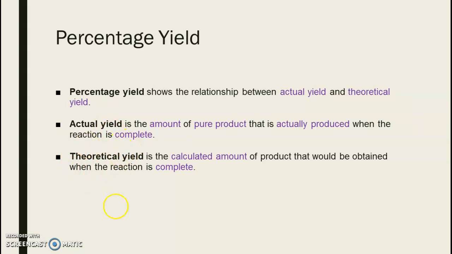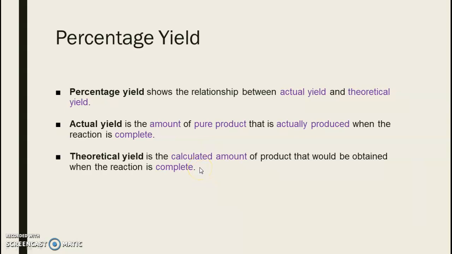Theoretical yield is the calculated amount of product that we obtain when the reaction is complete. This means that theoretical yield is something that we actually calculate based on theory, the expected amount that you are supposed to collect from the reaction.